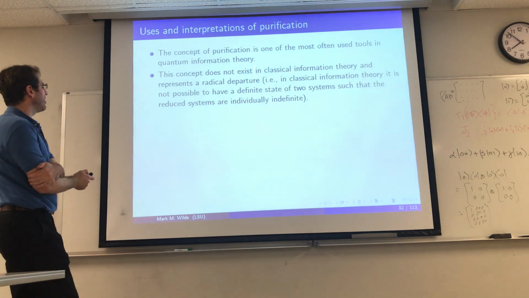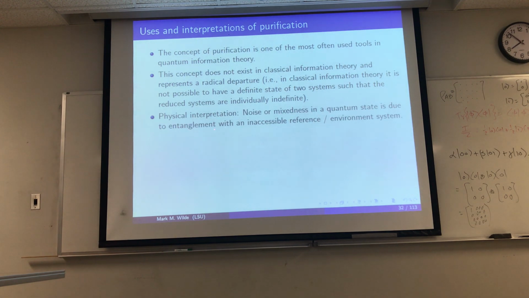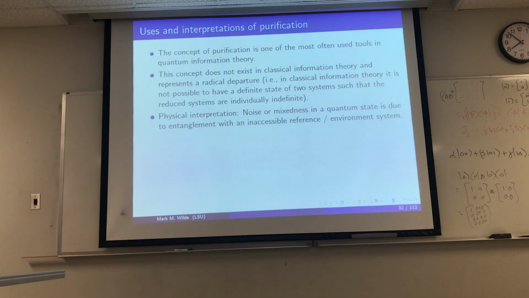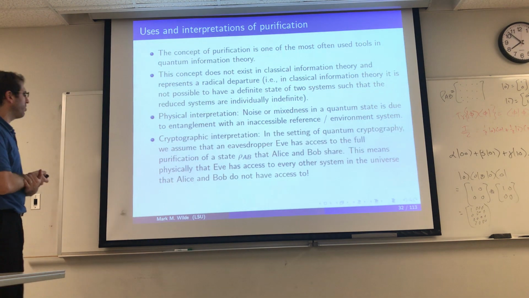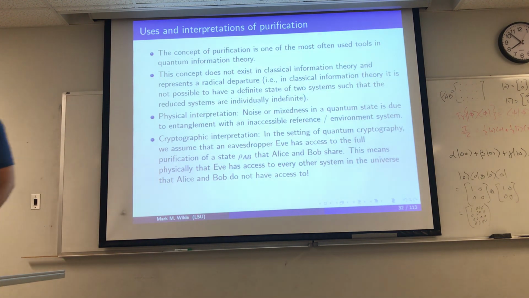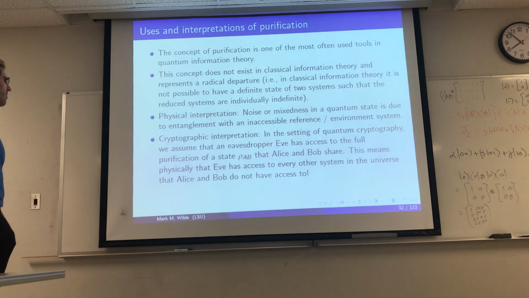So we're saying this concept doesn't exist in classical information theory. We already talked about this interpretation. You can interpret noise as being due to entanglement with an inaccessible environment or reference system. There's a very interesting cryptographic interpretation which is useful for quantum cryptography. Okay?